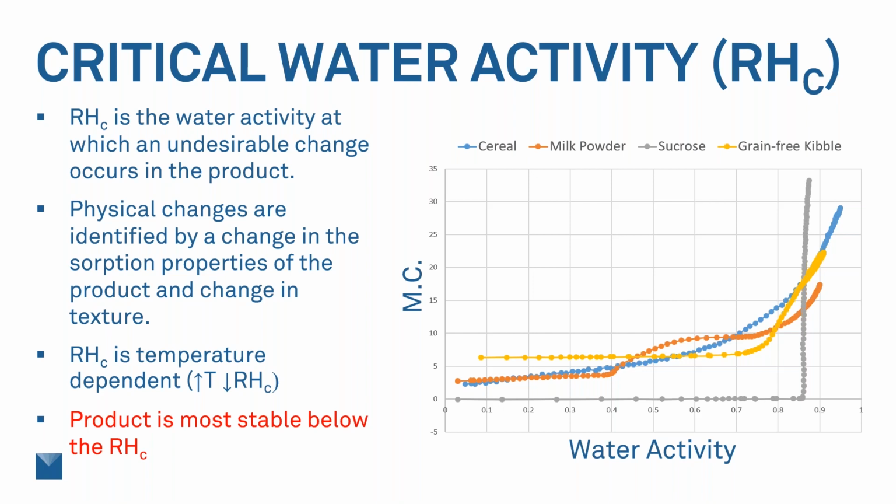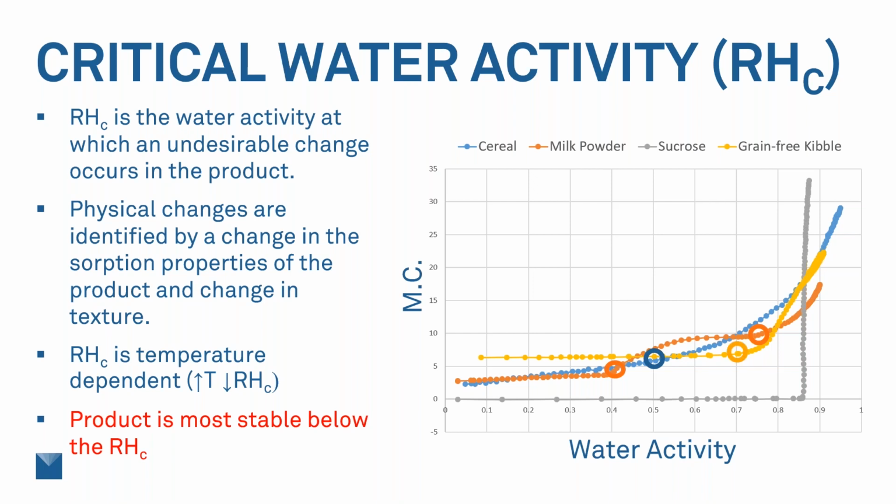Again, we are looking at water activity along the x-axis and moisture content along the y. And we're going to look at the different critical water activities for this variety of products. For milk powder, you have a critical water activity of about 0.42. You can see at about 0.42, you get a much larger increase in moisture content with a small increase in water activity. And this is where caking and clumping will start to occur. Milk powder is interesting because it has a second critical water activity between 0.7 and 0.8, where crystallization starts to occur. For cereal, its critical water activity is there in blue around 0.5.